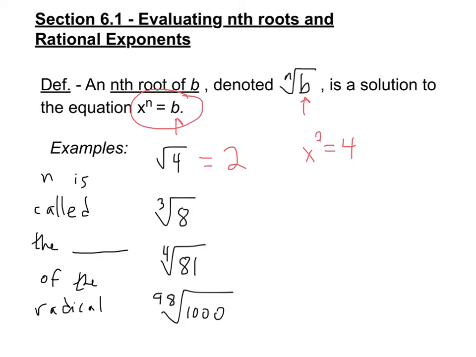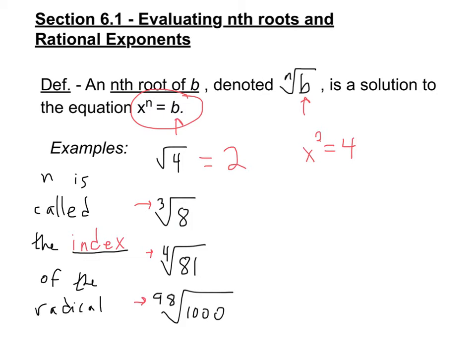But you're welcome to just think, what times itself will equal 4, when you're taking a square root. But when you're taking a root that's not a square root, when you're taking the third root, or the fourth root, or the 98th root, you have to expand your thinking and think about these differently. By the way, this number here, the 3, the 4, the 98, that number n is called the index of the radical. So you can have a radical with various indexes or indices.